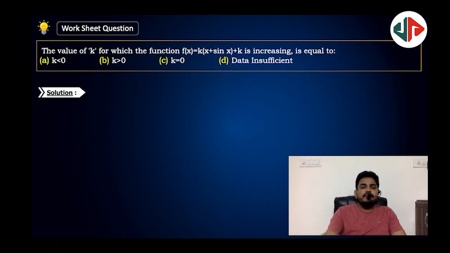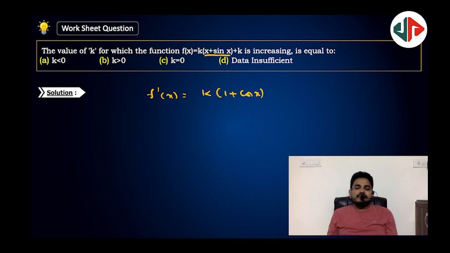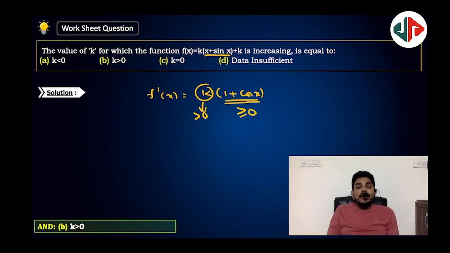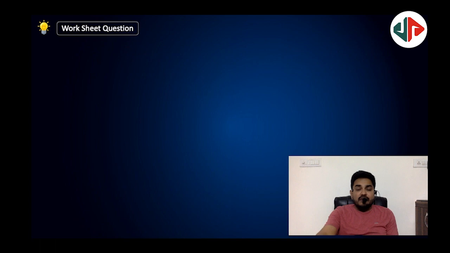Next question: the value of k for which the function k times (x plus sin x) plus k is increasing. f dash of x is equal to k into 1 plus cos x. Now 1 plus cos x is always greater than or equal to 0. So if k is greater than 0, the function is always increasing. So the answer has to be k greater than 0, since f dash of x is positive.